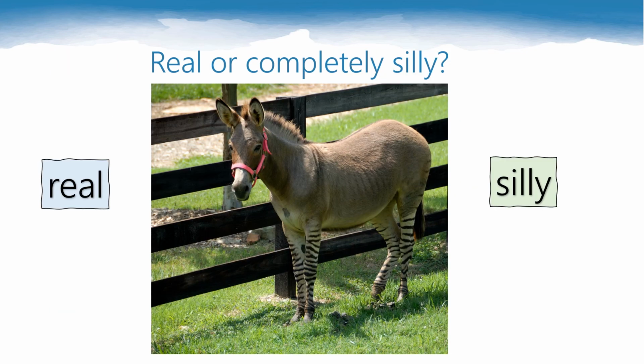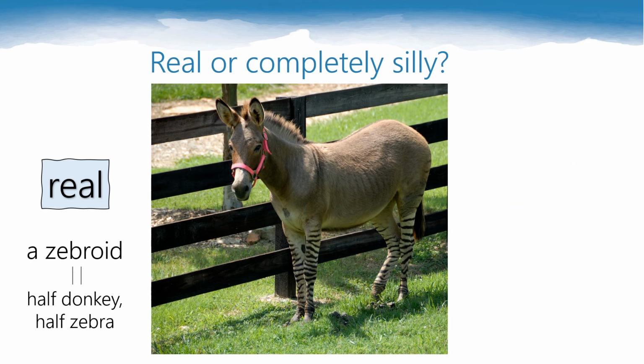Now take a good look at the picture. What do you think? Is it real or completely silly? What animal is it? Look at the legs. It is real. This is a zebroid. It is half donkey, half zebra. Interesting, isn't it?